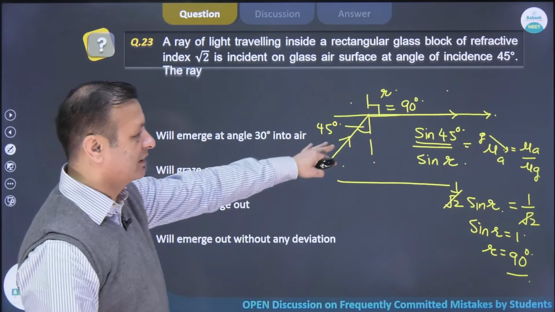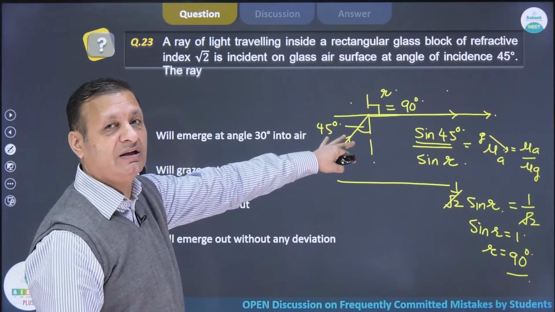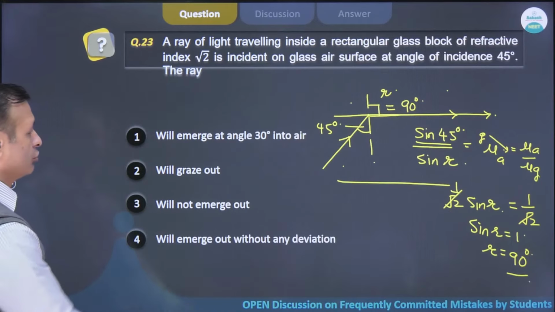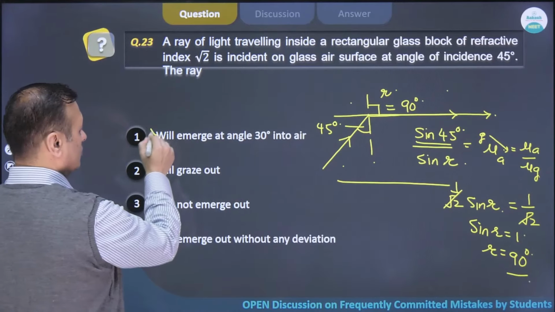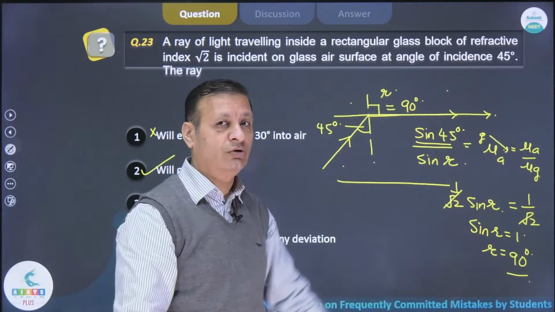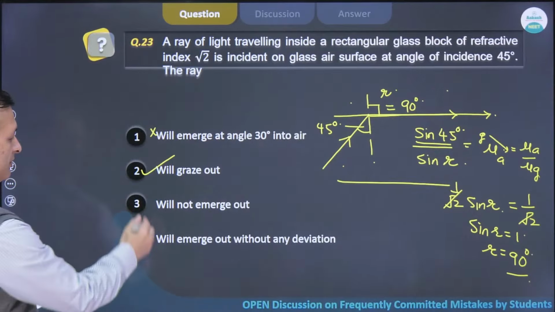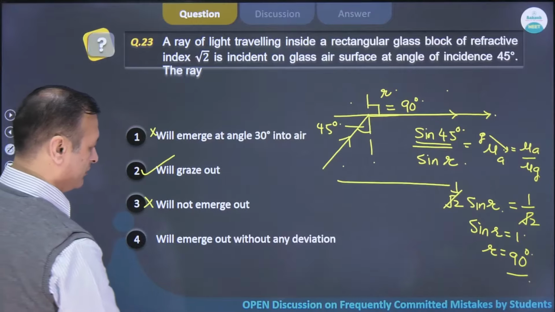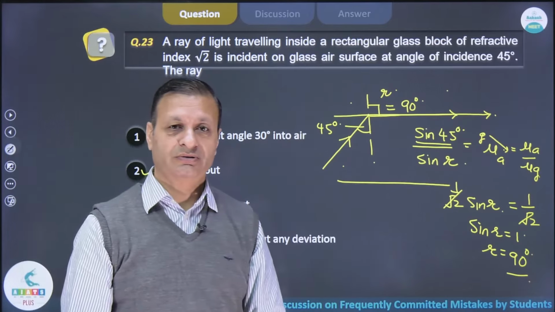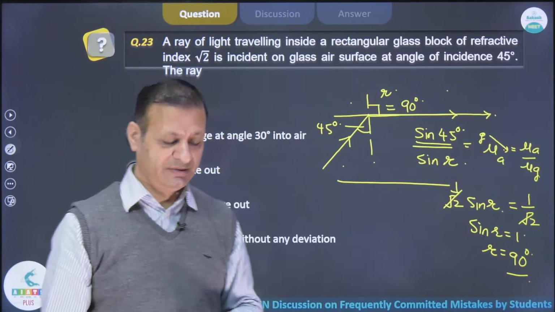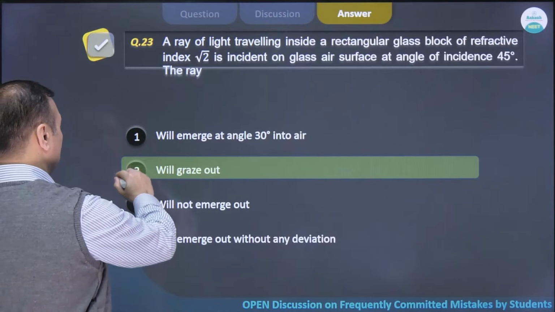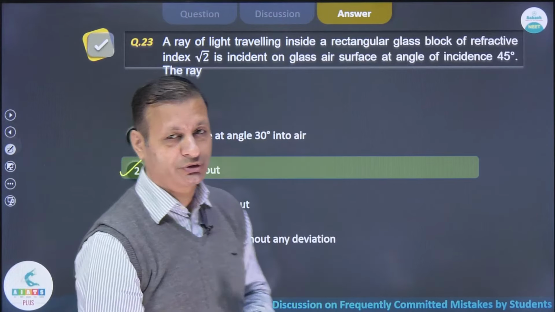It means this is like a what? A critical angle. So this 45 degrees is known to us as critical angle. So it will emerge? No. It will graze out? Yes. It is purely grazing out. Will not emerge? This is also wrong. Will emerge without any deviation. So the correct option for this is the second option. Any doubt from this part? Yes, so this is the second option.